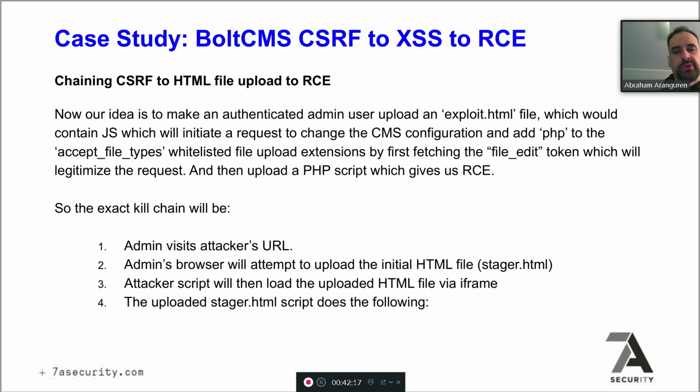So the exploit chain will be something like this. The admin visits an attacker URL. The admin browser attempts to upload the initial HTML file, stager.html, and then the attacker script will load the uploaded HTML using an iframe, and the uploaded stager.html script does the following, right?